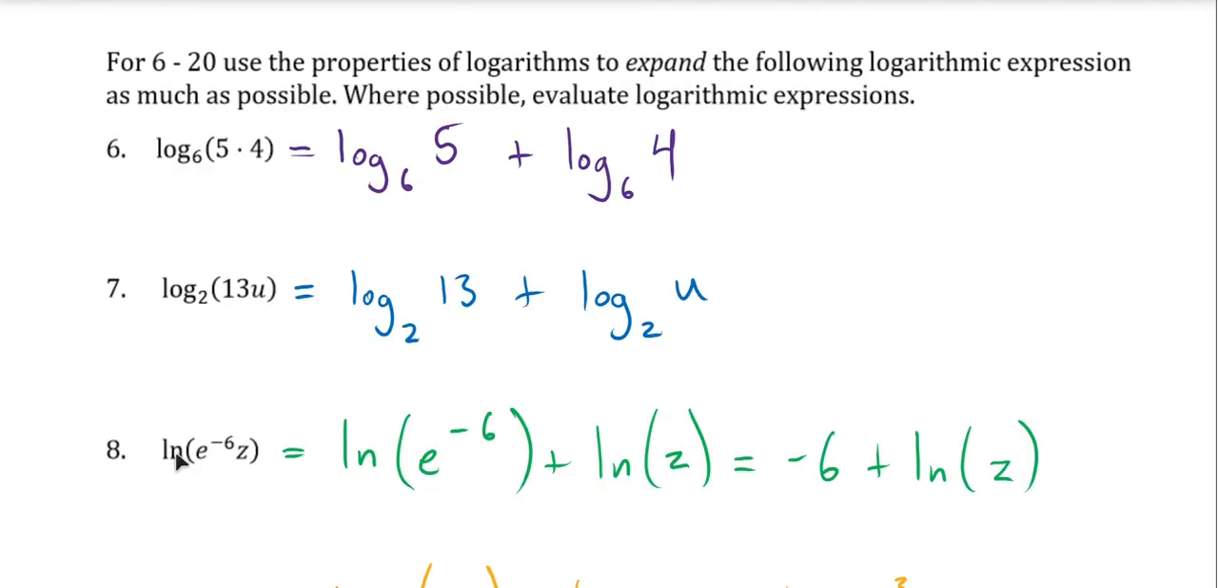Here we have one where we have ln of e to the minus 6 times z. Let's use the addition property here to separate these logs around the multiplication first. And then we could cancel now. Ln of e to the power of something is just that something. And so this would be our simplified expression.